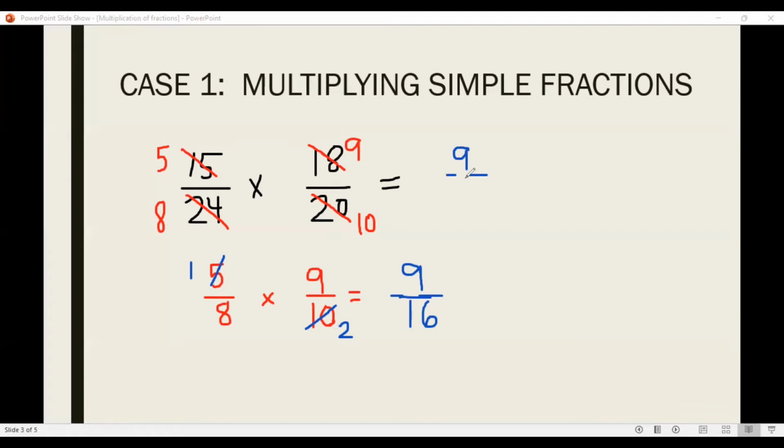That is the benefit of using the cancellation process. You will be working with smaller numbers, unlike when you go directly to multiplying the 15 and the 18, and the 24 with the 20. So that is when you are dealing with simple fractions.